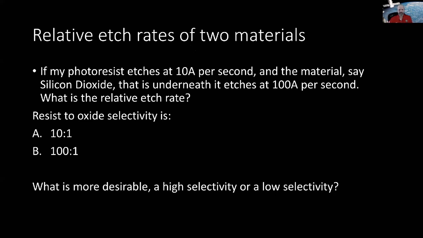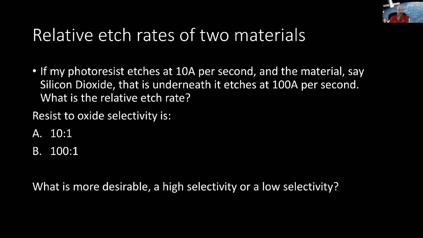Okay, so here's a typical question, right? If my photoresist etches at 10 angstroms per second, and the material, say silicon dioxide that's underneath it, etches at 100 angstroms per second, what's the relative etch rate? Okay, so the way you do that is you say, how fast am I etching the material I want to etch compared to the material I don't want to etch? So it's 100 to 10, right? So I'm doing 100 angstroms of silicon dioxide for every 10 angstroms of resist.